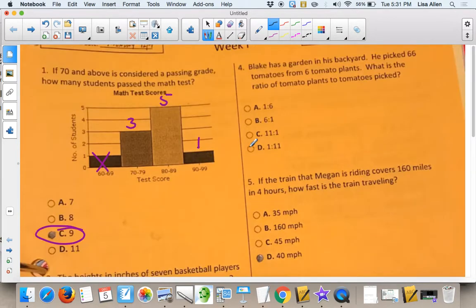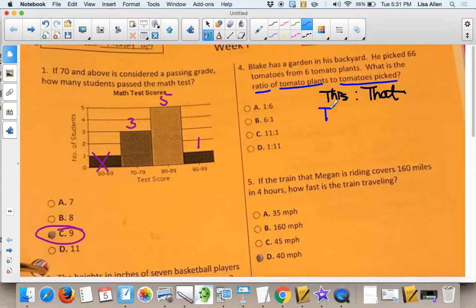Blake has a garden in his backyard. He picked 66 tomatoes from 6 tomato plants. What is the ratio? So when you set up a ratio, you want to say this is to that. This is to that, all right? So what they're asking for is the tomato plants to tomatoes picked. What is the ratio of tomato plants to tomatoes picked?